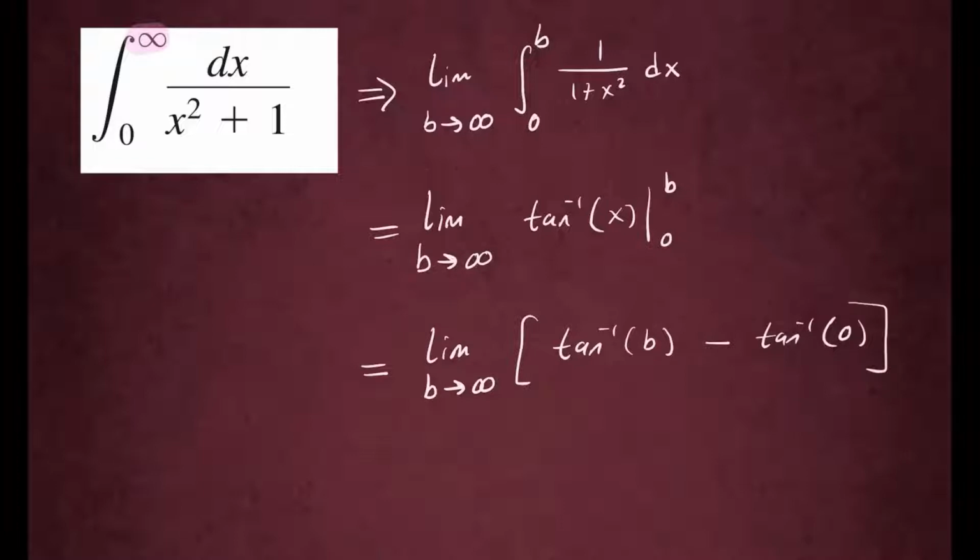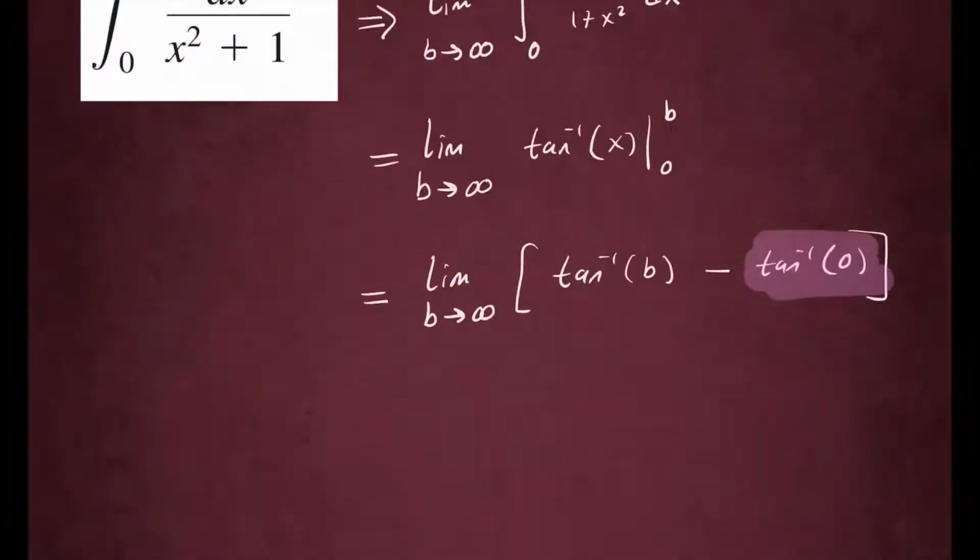So we're using the fundamental theorem of calculus. Now, this piece right here, tangent inverse of 0, well, we know that's 0. So that will go away. So we're taking the limit as b approaches infinity of tangent inverse of b minus 0. And you can ignore the 0, so I'm going to get rid of that. Now, what happens as b grows? What happens to tangent inverse as b approaches infinity?